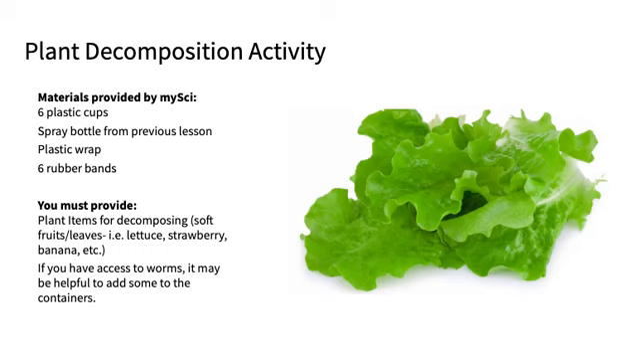In order to complete the plant decomposition activity, you will need to provide plant items for decomposing, such as soft fruits or leaves. If you choose soft fruits or leaves like cut up strawberries, peeled banana chunks, or pieces of lettuce leaves, you should see significant decomposition in the soil cups within a week or two. Additionally, if you have access to worms, it may be helpful to add some to the containers to assist in the decomposition process.